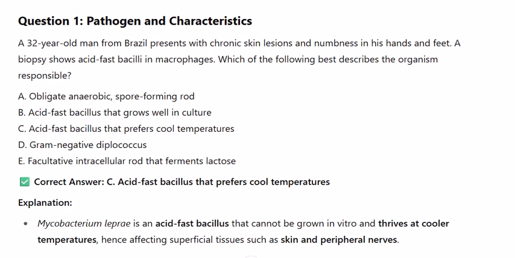Question 1: Pathogen and characteristics. A 32-year-old man from Brazil presents with chronic skin lesions and numbness in his hands and feet. A biopsy shows acid-fast bacilli in macrophages. Which of the following best describes the organism responsible?